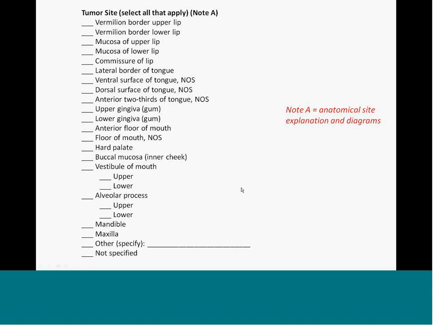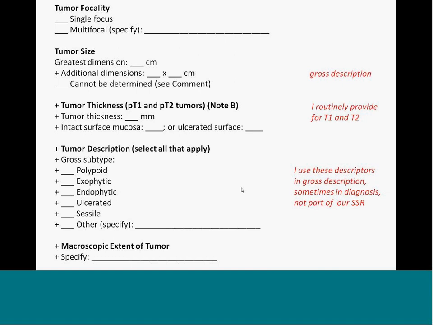The protocol has quite an extensive anatomical site explanation with diagrams that I won't go into. Tumor focality is given as a single focus or multifocal disease. It's uncommon to have multifocal tumors in the oral cavity and elsewhere in the upper aerodigestive tract because of the field effect that you get in the oral cavity.